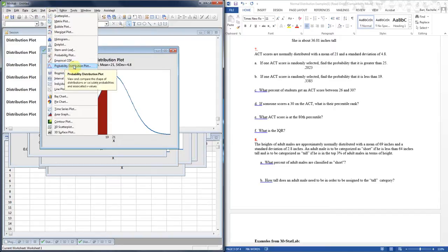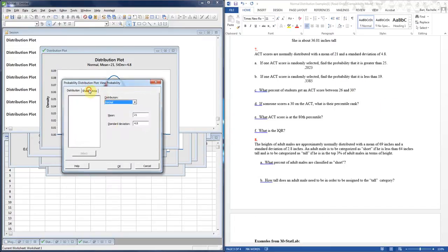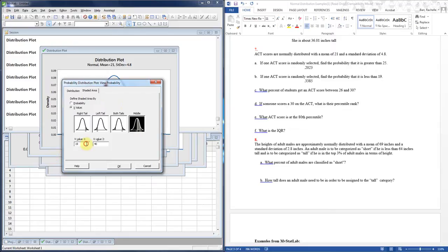Graph, Probability Distribution Plot, Probability View. Oh, and I'm looking between two scores. So I want some middle action here. I want to be between 26 and 30. I'm getting a little fast at these. I should slow down. Breathe. Calm down.